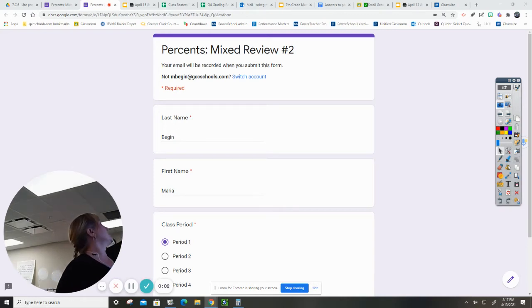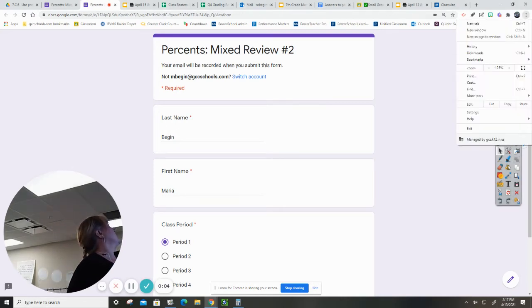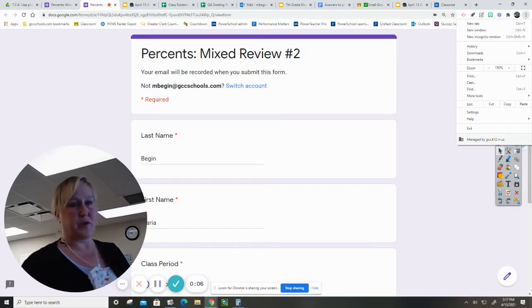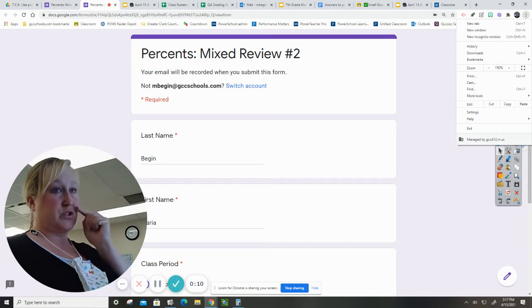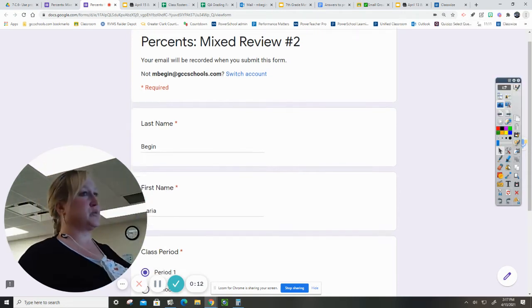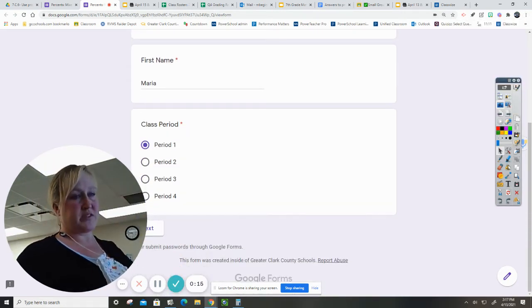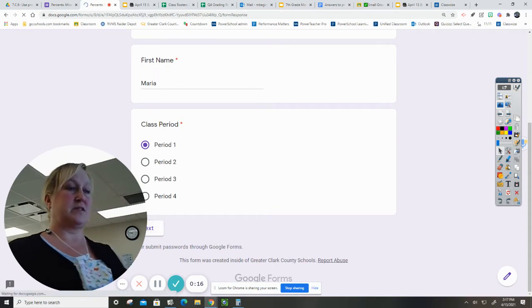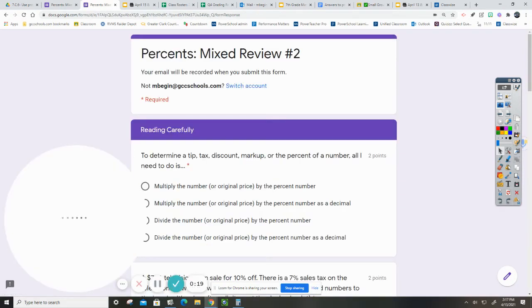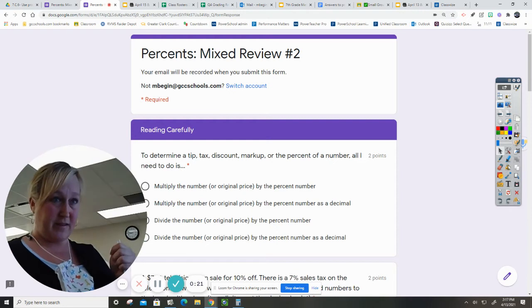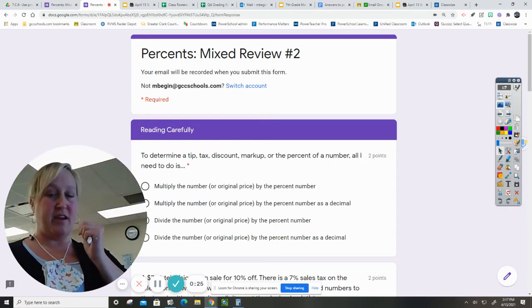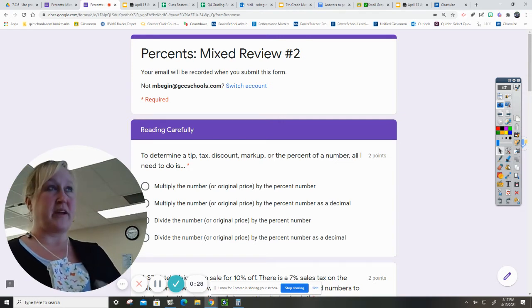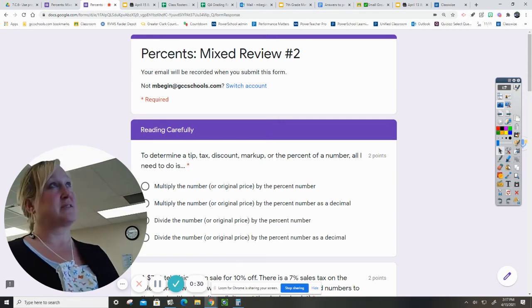All right, let's zoom this a little bigger so we can read it. Perfect. All right, we are going to do some with mixed review number 2. We're struggling to make sure that we understand all of what's coming with the percents. So I filled in my name. The first thing that we need to do is read carefully. That is extremely important that you read carefully when the words are there to make sure that you are answering the question that it asks.